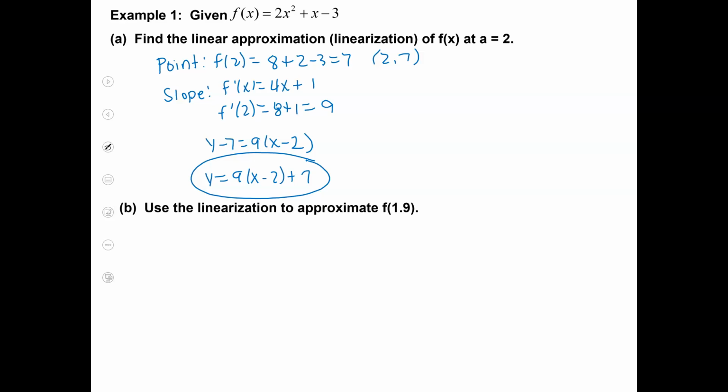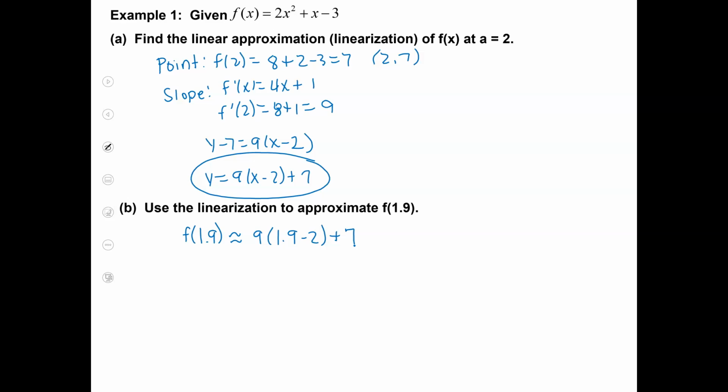Now it says use the linearization to approximate f of 1.9. Well, that's just as simple as saying that f of 1.9 is approximately equal to whatever we get when we put 1.9 into the tangent line equation. So we're literally just going to substitute that number into the tangent line instead of substituting it back into f of x. Substituting 1.9 into f of x is going to give us the exact value of the function at 1.9. This is asking us to use the tangent line to just approximate what that number is.